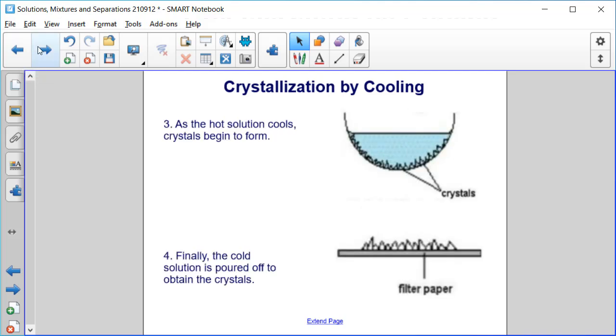As the hot solution cools, we remove it from the Bunsen burner, we see crystals begin to form, and we can pour off this cold solution and be left with these crystals. If we pour it through a filter, then the crystals would be left behind on the filter paper.